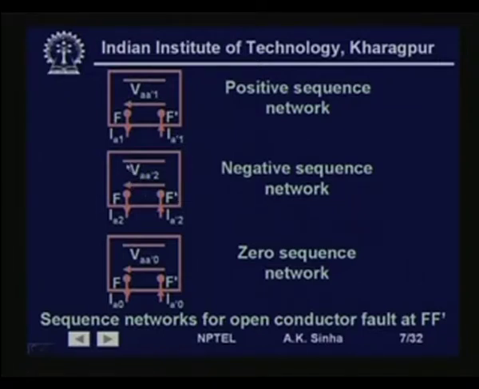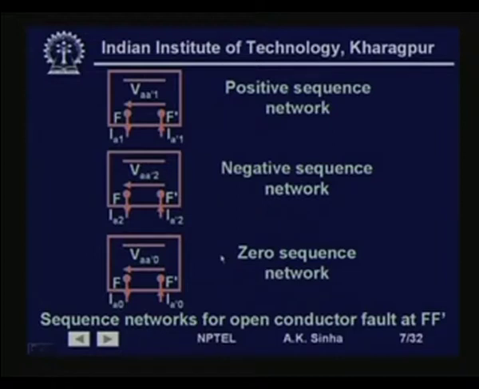Similarly, for the negative sequence, we have the reference here and we have 2 points F and F dash, where the current IA2 is coming out from F and IA dash 2 is entering F dash. In the negative sequence network, VAA dash 2 is the voltage between F and F dash. Similarly, we have the 0 sequence network, reference here, 2 points F and F dash, IA0 coming out from F, IA dash 0 entering F dash, and VAA dash 0 is the voltage between F and F dash for this network.